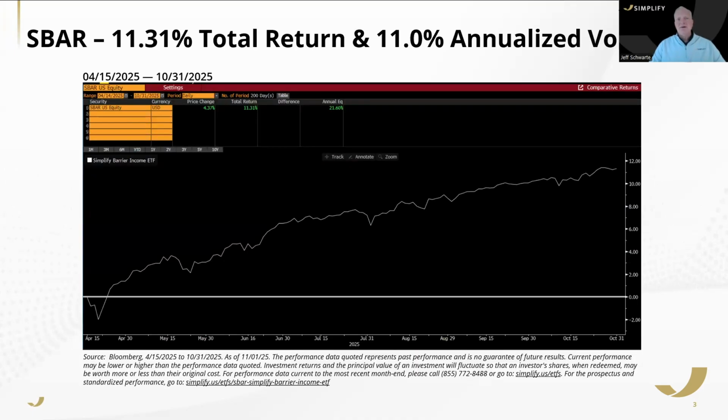If you look at the total return for SBAR since inception, which was mid-April 2025, the total return investors have enjoyed is 11.31%. And if you analyze that volatility, it's 11%. So we've been very, very happy with SBAR's performance. We've seen and enjoyed a rising equity market since the April lows, and SBAR continues to chug along and provide nice, consistent returns for investors. Again, 11.3% since inception, and then the annualized volatility of that time series, 11%.